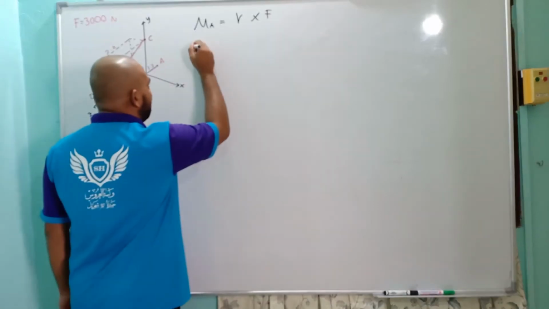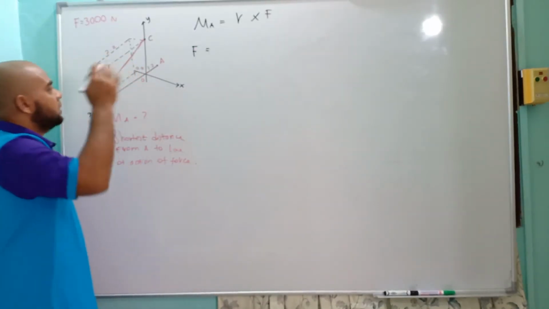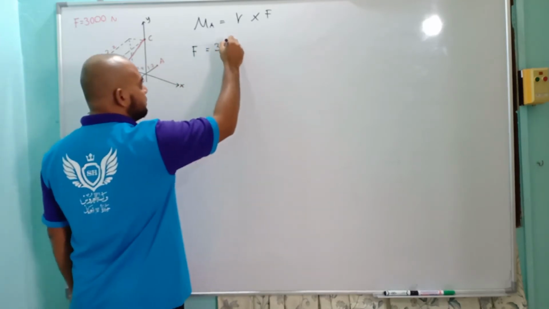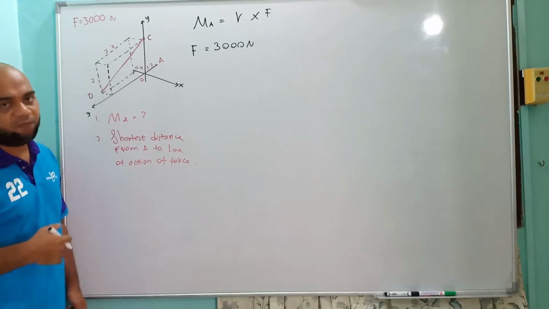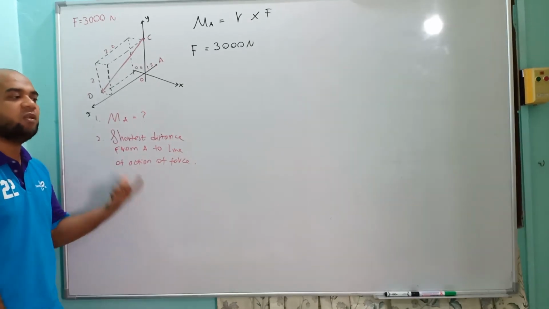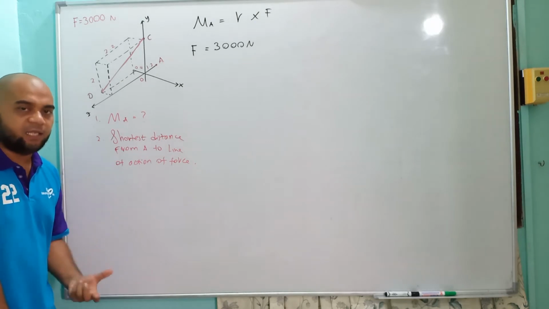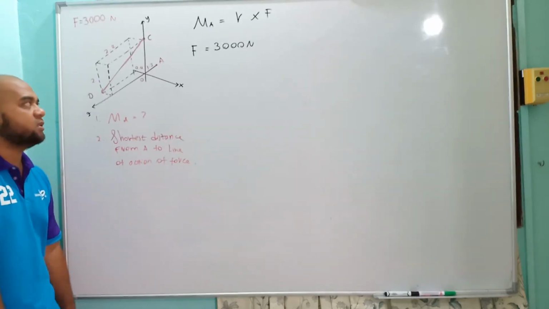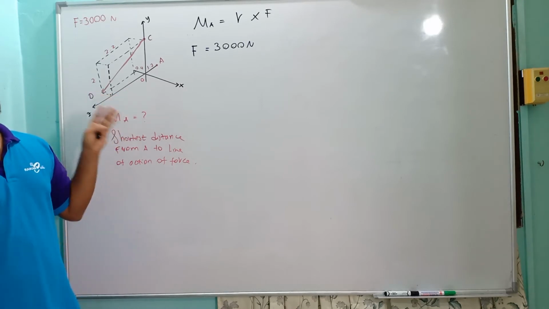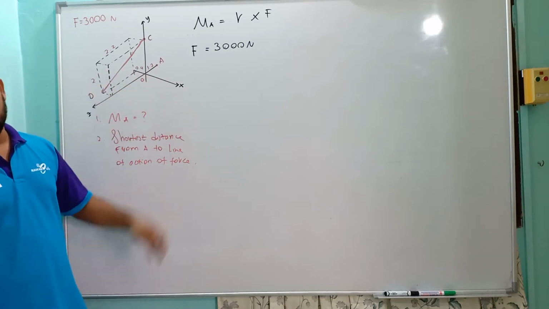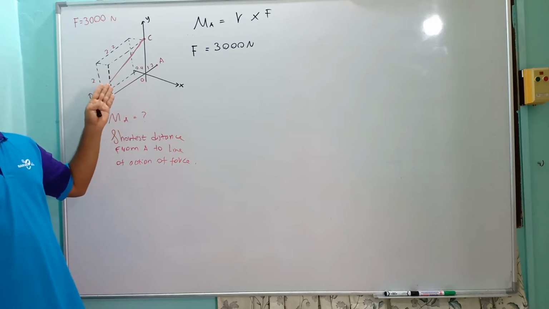For example, we have F, the magnitude of F is 3000 Newton. But what we want is F in terms of I, J, and K in 3 dimensions. Looking from this figure, we can choose which method to use: first angle method, second angle method, or coordinate method, depending on the availability of the information.